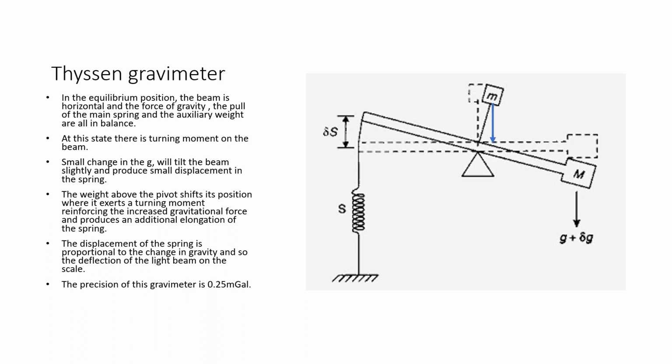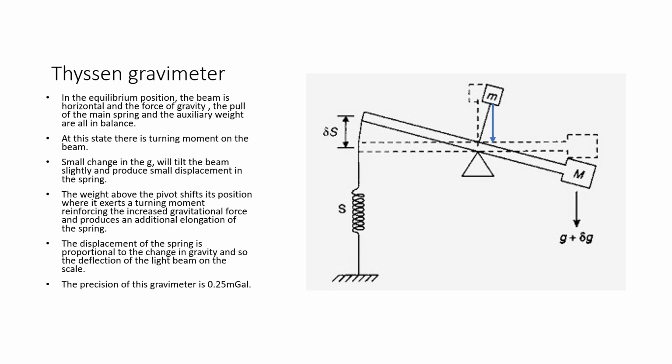So it reinforces the increased gravitational force and produces an additional elongation of the spring. That is, the displacement which was produced by the small gravity change increases because of the turning movement exerted by the auxiliary weight on the beam. Now, displacement of the spring is proportional to the change in the value of gravity, and so there is also deflection of the light path from a mirror which is not shown here in this picture, but it's placed just left of the mass represented by the capital M.